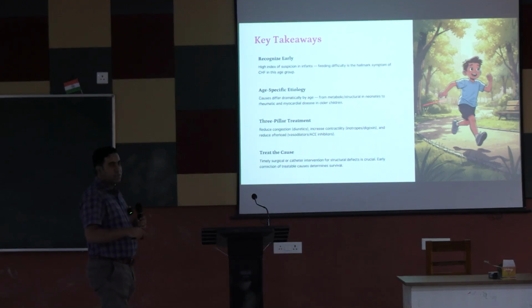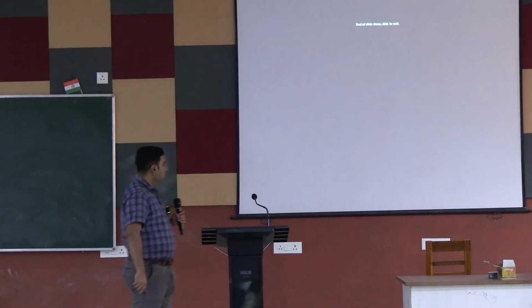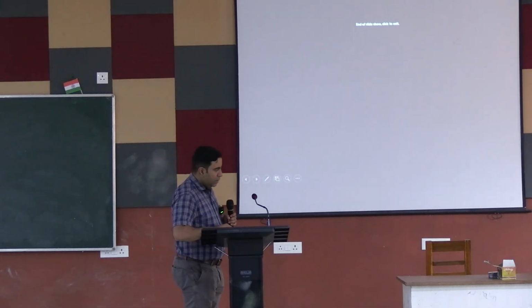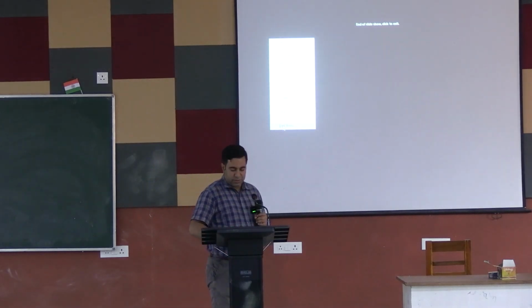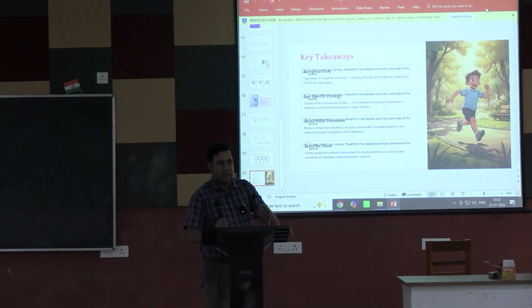Reduce congestion. Diuretics খুবই commonly and the main drug of choice to treat congestive heart failure. Okay, we have to reduce the congestion, increase contractility, ডিগক্সিন দিতে হবে, and reduce afterload, রিডিউস করার জন্য ACE inhibitors and vasodilators like nitroglycerin, nitroprusside এগুলো। And যদি সার্জিক্যাল কজেস থাকে তো you have to treat the surgical causes very early. So this is the end of the congestive heart failure.